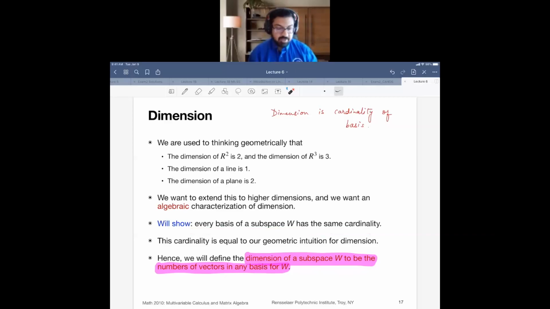So we had 3 different bases, but for the same matrix A, for the same range of A, you had the same cardinality, 2 vectors every time. Every basis of this subspace will have the same cardinality. This cardinality is equal to our geometric intuition of the dimension, and we'll take a look at that. So that's how we would define it. Look at the number of vectors in the basis. And in order to qualify as the basis, they have to be the smallest spanning set with linearly independent vectors.